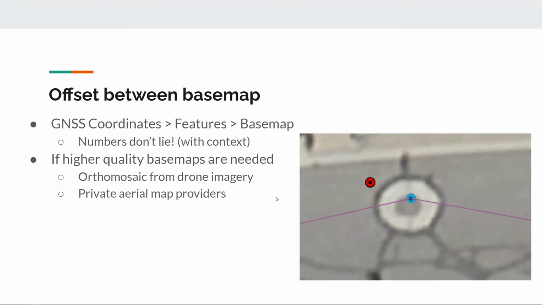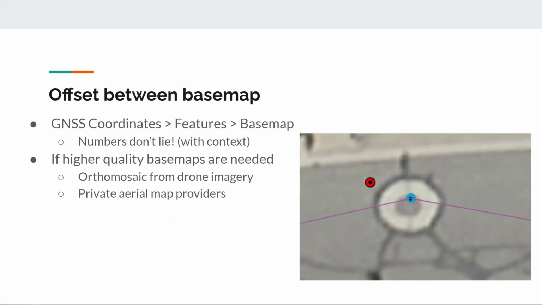If you do collect some points and you see an offset between the base map and your points, do not worry because the base maps frequently are not incredibly accurate. And also you might be using a different datum. So base maps are great for using as reference points, but you do not always want to use them as absolute truth.